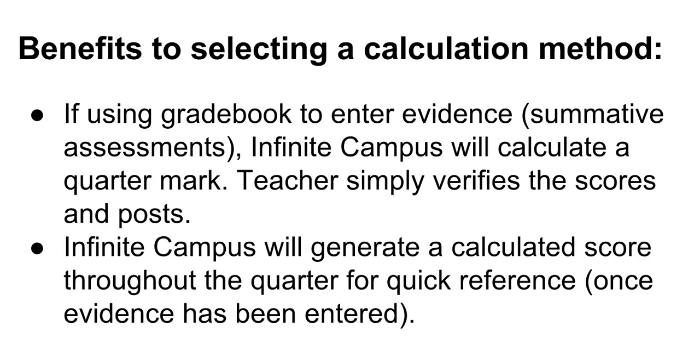So why would we want to use a calculation method? How will that work, and what are the benefits? Some benefits to selecting a calculation method and using your Infinite Campus gradebook is that Infinite Campus will calculate the quarter mark for teachers, where at the end of the quarter, teachers simply verify the scores and can post to the gradebook. It also can allow a teacher to have scores calculated through the quarter for quick reference once evidence has been entered. So let's take a quick look at that easy posting method.